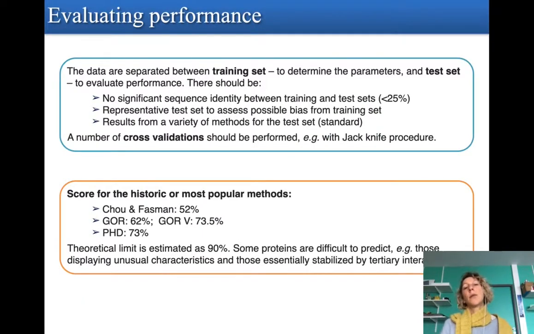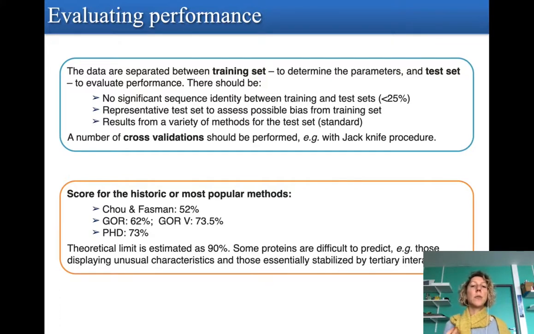So the data, of course, must be separated in training and test set, but that's true for a lot of tasks. So here you need to be careful that there is no significant sequence identity between the training and the test set. You need also to have a representative test set to assess possible bias from the training set. And you need to define a gold standard. So you can do cross validations.